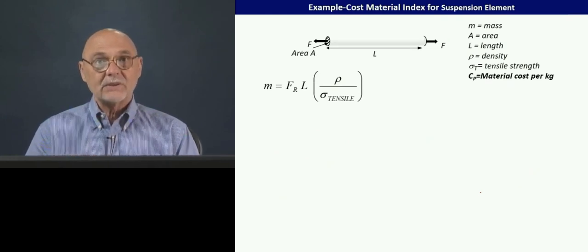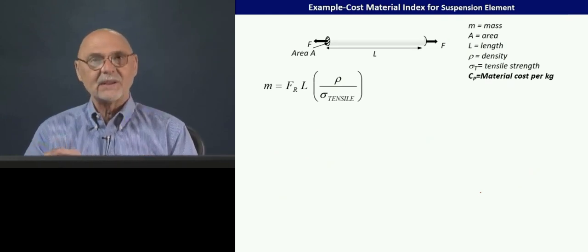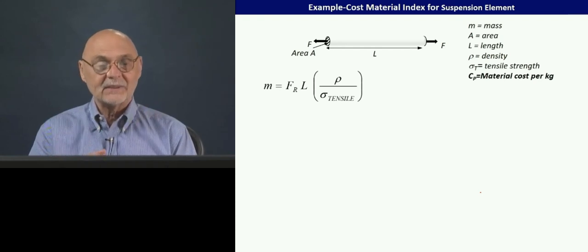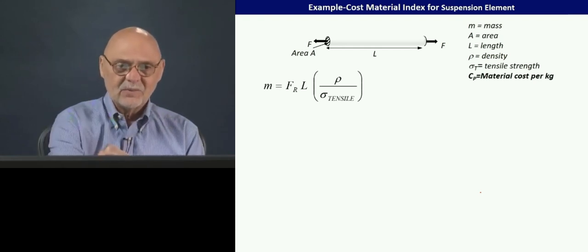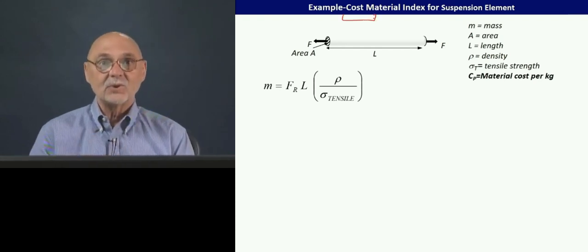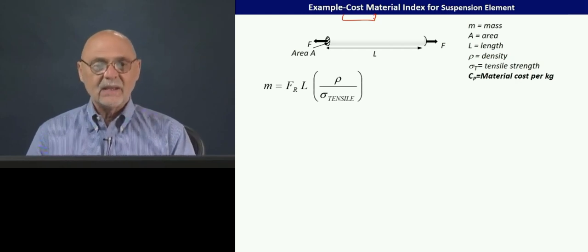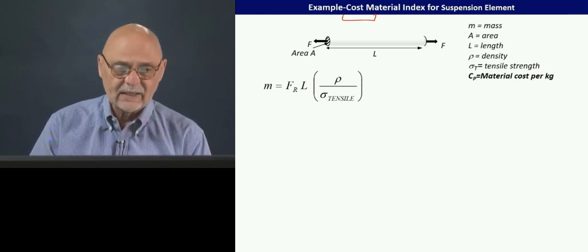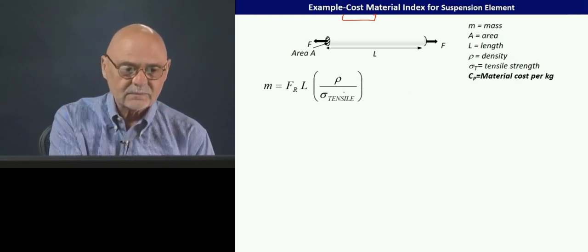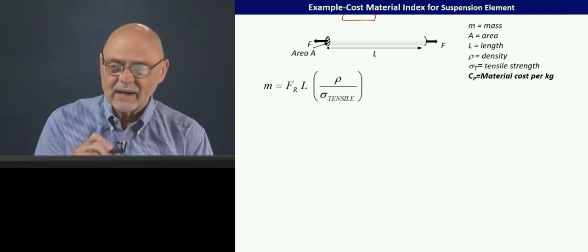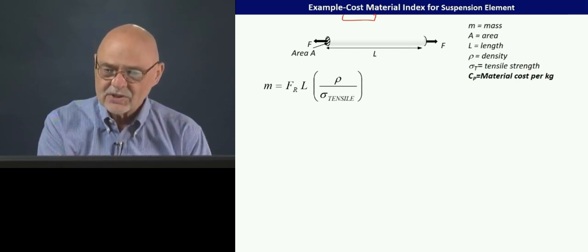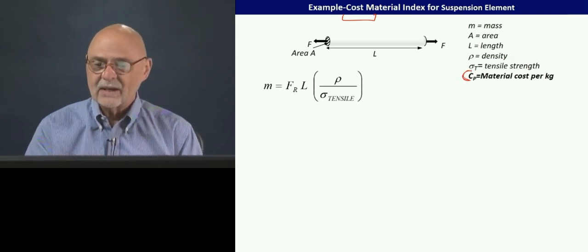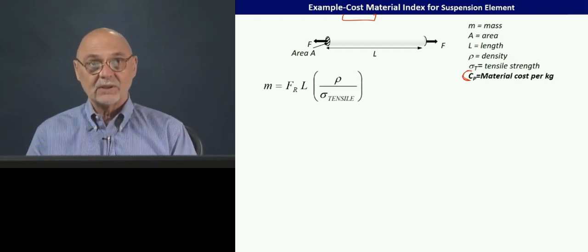Now what we want to do is say, well, let's look at the cost. We said what we're trying to optimize is the mass, but we do care about cost. We can't have a super expensive material for most of the cars that we want to put this in. So now we're going to minimize the cost. And we just need one more parameter there, and that's the material cost per kilogram.